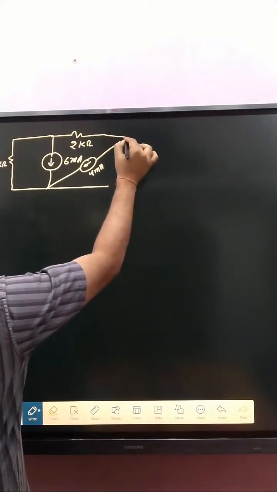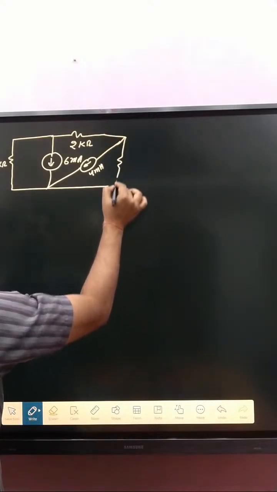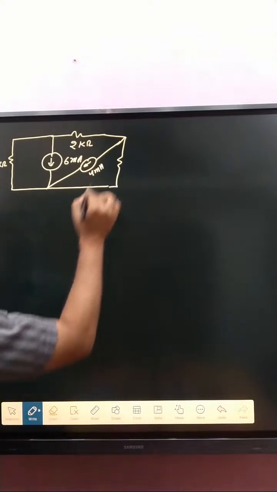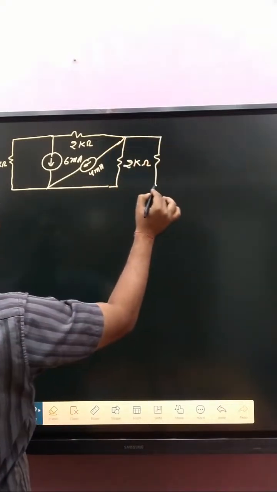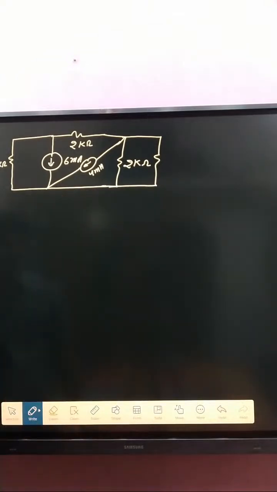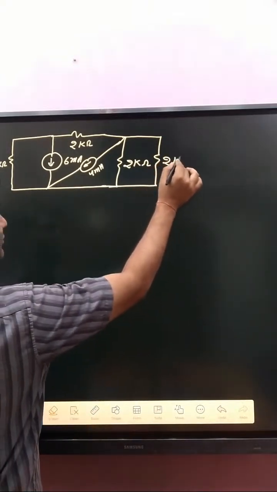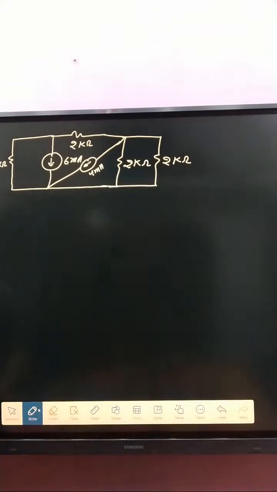It is connected, and that one is 2 kilo ohm, and another resistance connected here, that one is also 2 kilo ohm. Okay, our motto is to determine that voltage V1. So what about V1?